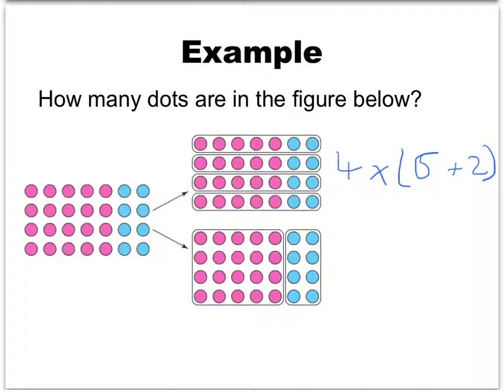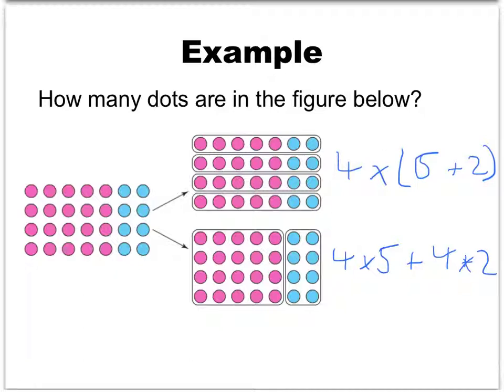Let's look at the second way of looking at it. Here, for the red dots, we've got 4 rows and 5 columns, so this would be 4 times 5. That's the number of red dots. But then we need to add the number of blue dots. For the blue dots, we have 4 rows and 2 columns, so this would be 4 times 2. That's the number of blue dots.